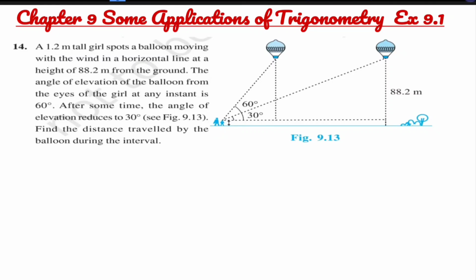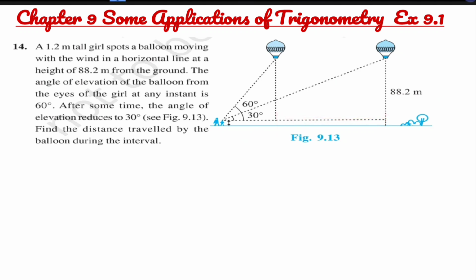Today let us see question number 14 of exercise 9.1, some applications of trigonometry. The question is, a 1.2 meter tall girl spots a balloon moving with the wind in a horizontal direction at a height of 88.2 meters from the ground. The angle of elevation of the balloon from the eyes of the girl at any instant is 60 degrees. After some time, the angle of elevation reduces to 30 degrees. Find the distance traveled by the balloon during the interval.